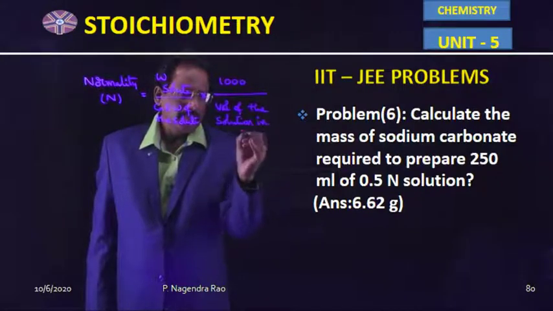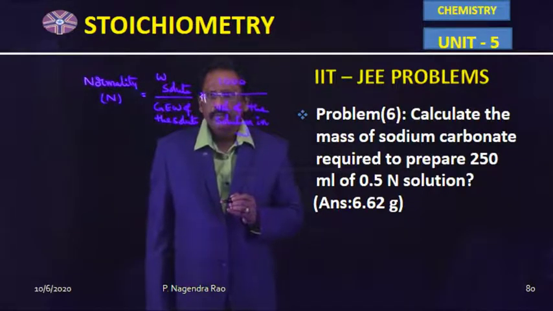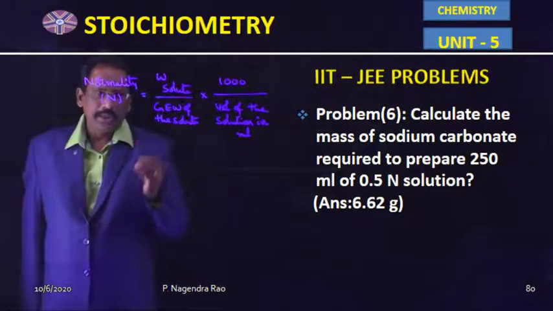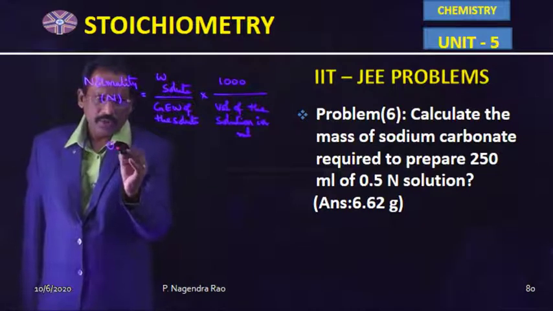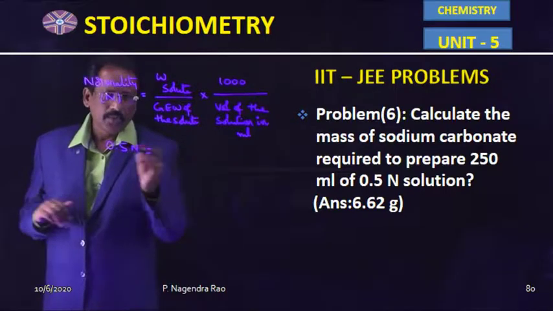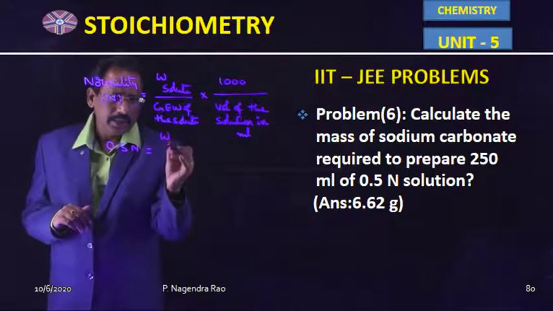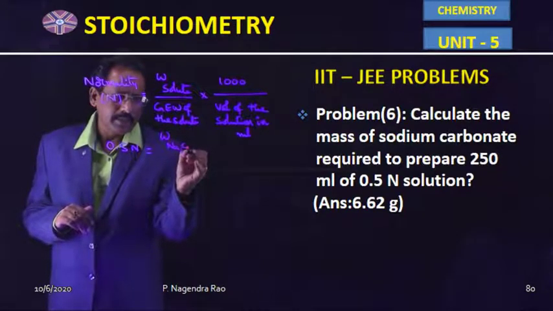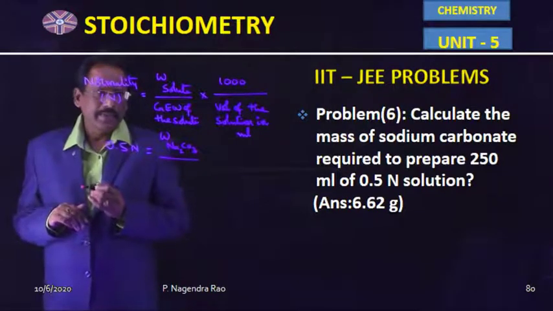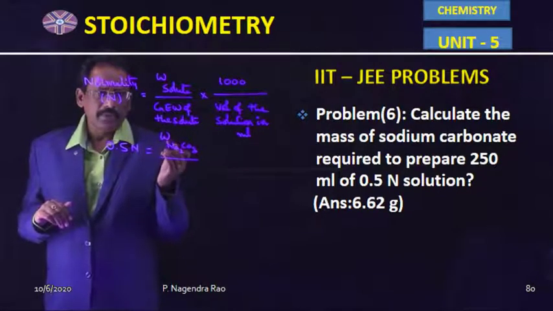Now here the normality of the solution is given, 0.5 normal, which is equal to the weight of the solute. Here the solute is sodium carbonate. You have to find out this solute weight, divided by the gram equivalent weight of sodium carbonate.